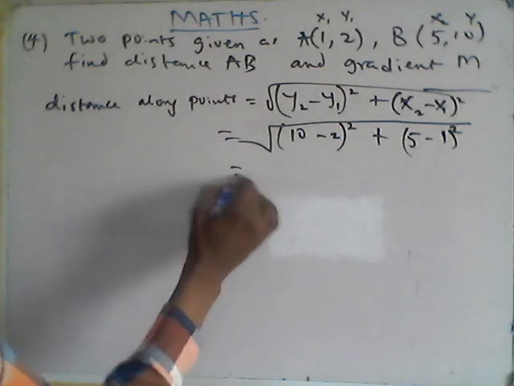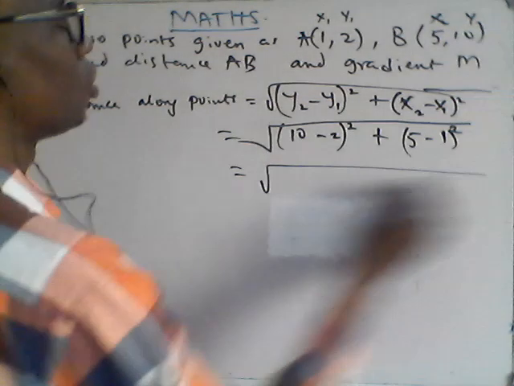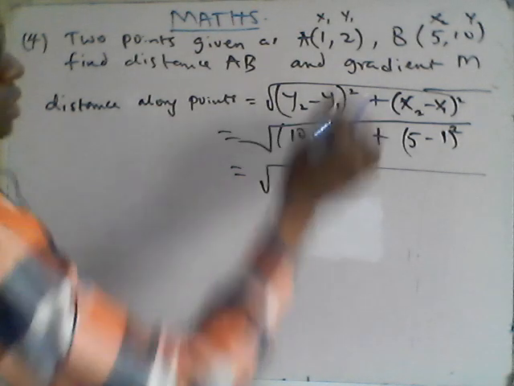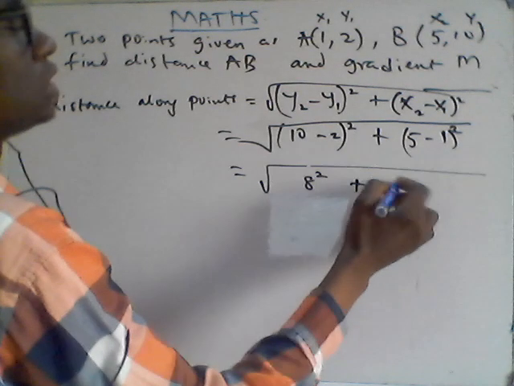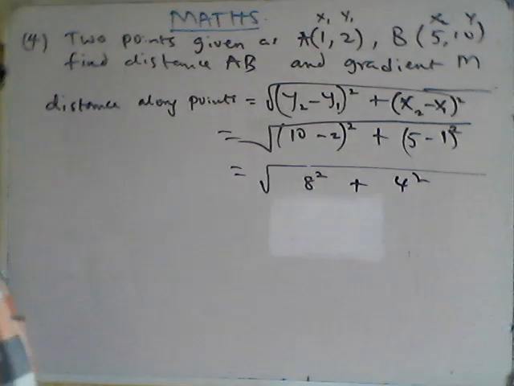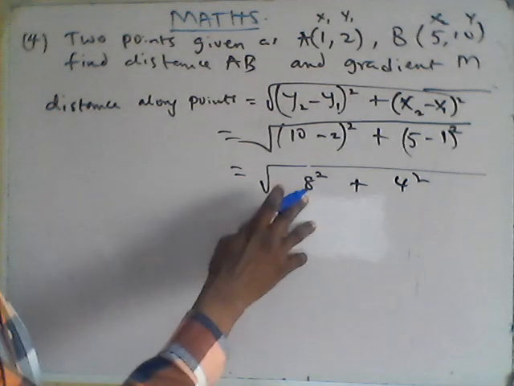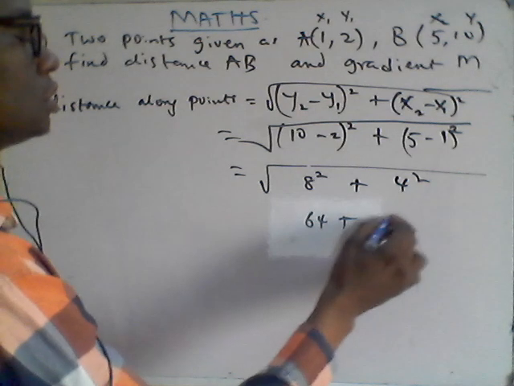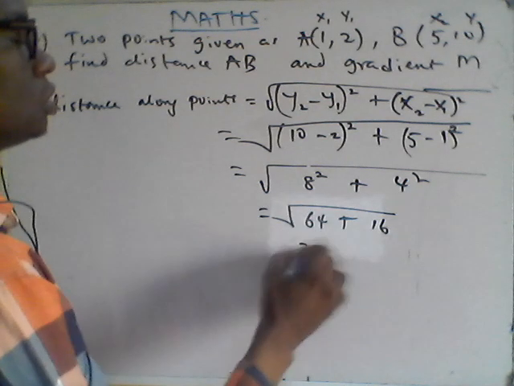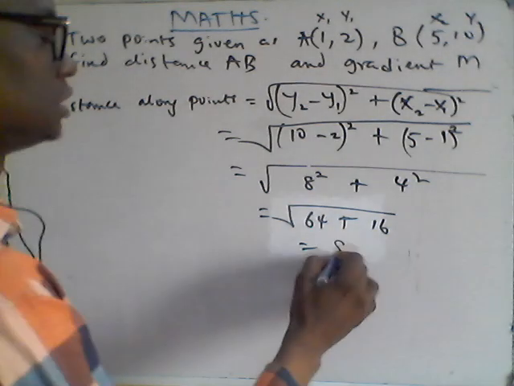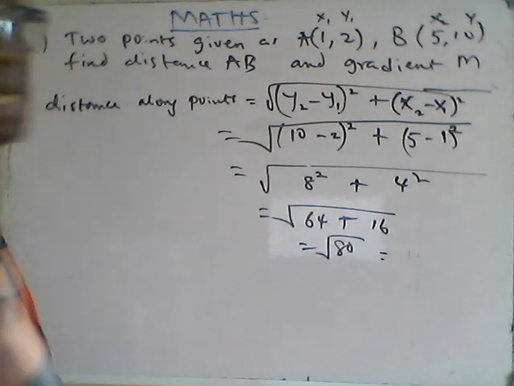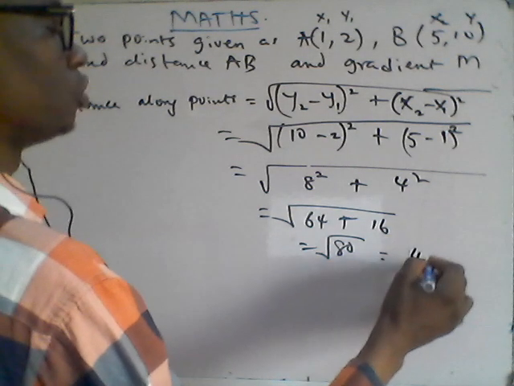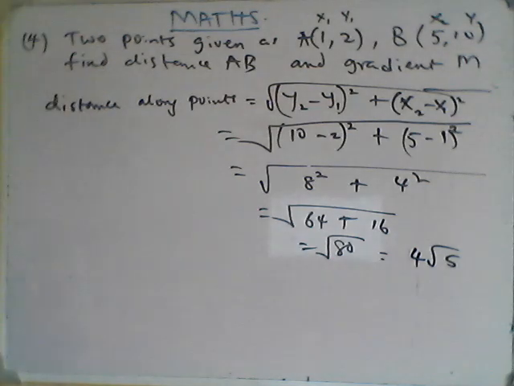So that's the distance. So I have square root again. Then 10 minus 2 is 8 square. I will solve what is inside here, square, plus 5 minus 1 is 4 all square. Okay, so at this point, I will get 8 square is 64 plus 4 square is 16. When I add the two of them, I'll be getting 80. Square root of 80, in short form, you can get it as 4 root 5.